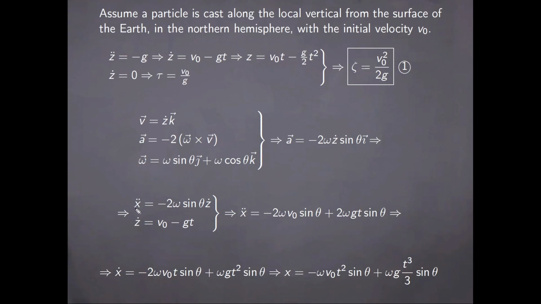So the x component of the acceleration is this one. It depends on the particle's velocity on the z-axis, which we already know from here. So if we put them together, we find this expression of the acceleration in the x direction, and by integrating it, we end up with the general law of motion here.